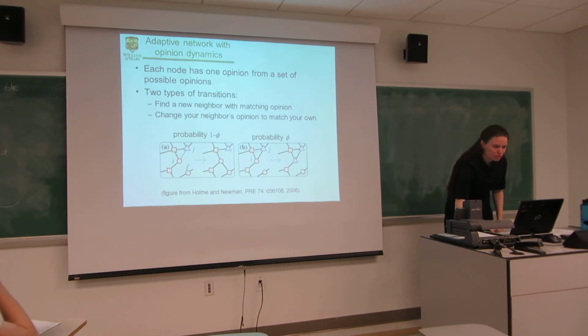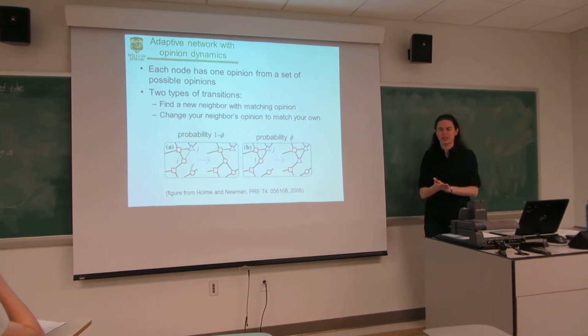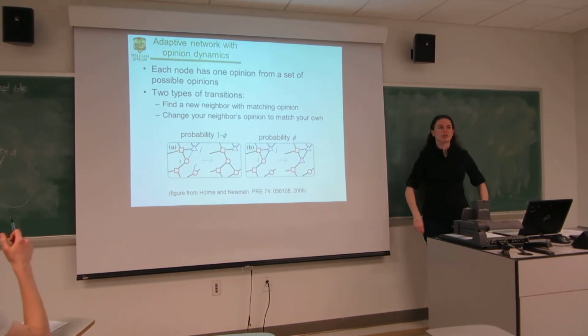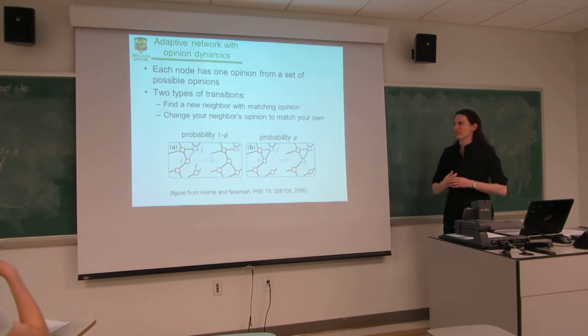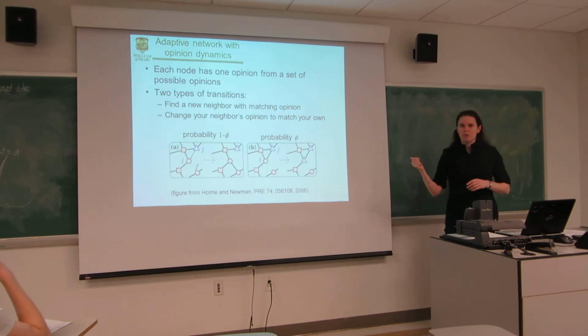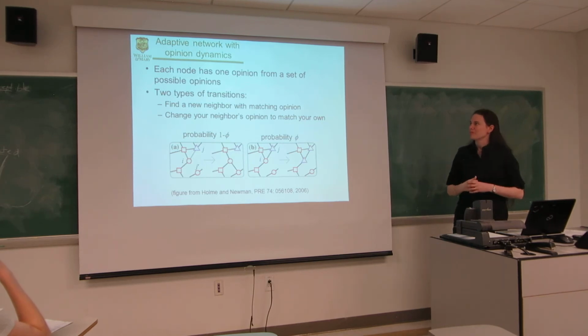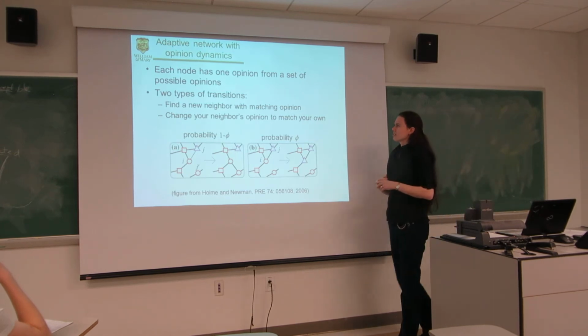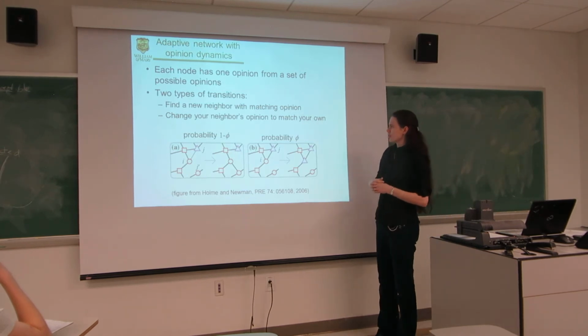Let me quickly show you another social example because this is most related to one of the summer projects I'm going to mention. This is an adaptive network with opinion dynamics. Each node has an opinion. It only gets to have one. And there are 2 ways that we're going to evolve this system, 2 different transitions we're going to do.